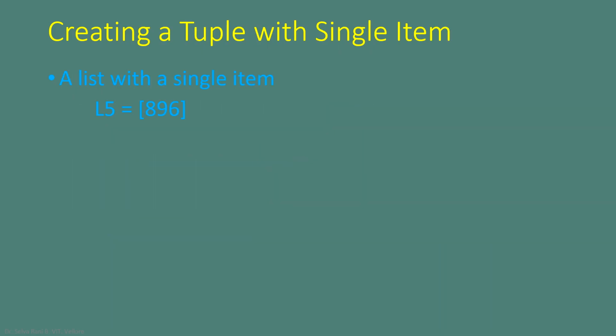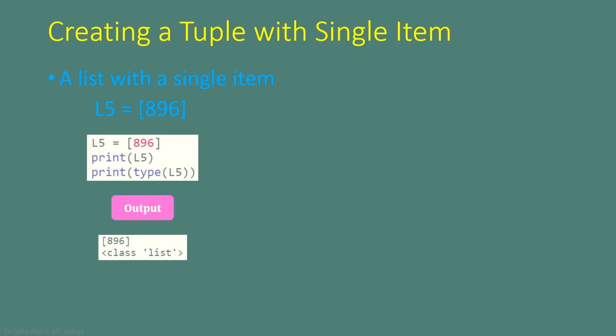Next, let's see how to create a tuple with a single item. A tuple with a single item is also called a singleton tuple. Let's see a list with a single item. L5 is equal to 896. The element 896 is enclosed inside the square brackets. Now, if we print L5 and if we print the type of L5, we are getting the output as a list with the single element 896 and the data type of L5, that is, it belongs to the class list.